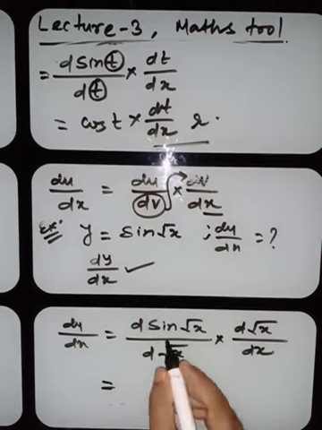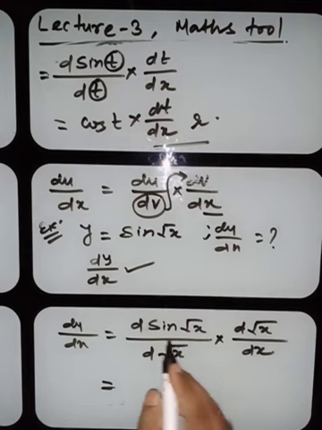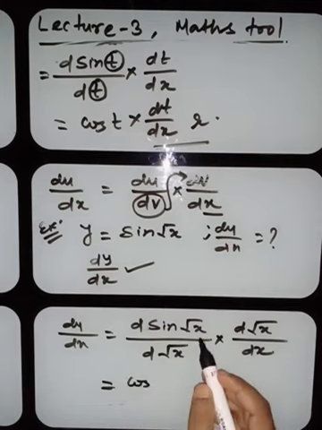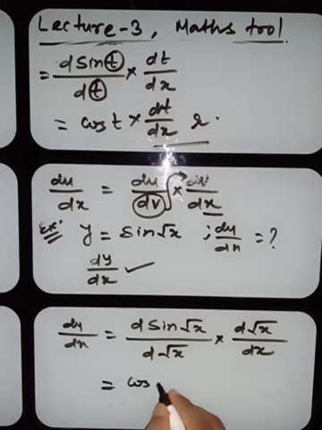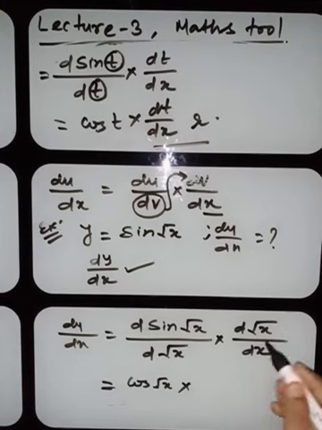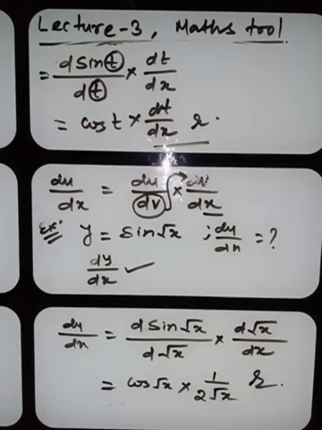What will then remain here? The d sine theta with respect to theta, or the d sine x with respect to x, we know that it is cos x, but at the place of x we are having root x here, so it will be cos root x into d root x by dx. Do we know the derivative of root x? Yes, it is 1 by 2 root x. So this is the answer. I hope you understand this one.